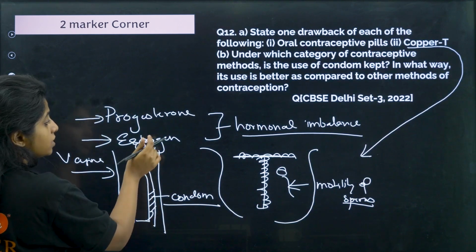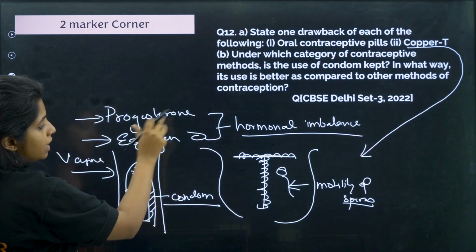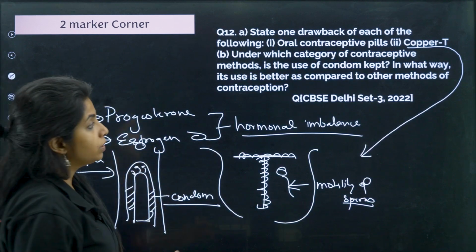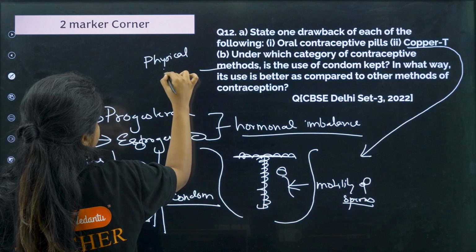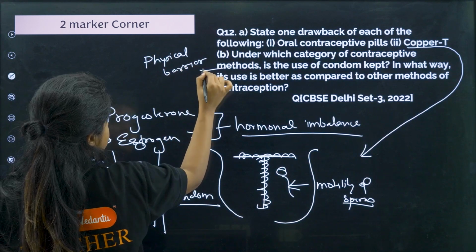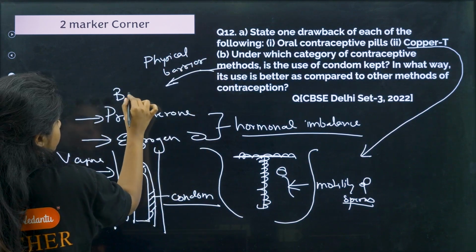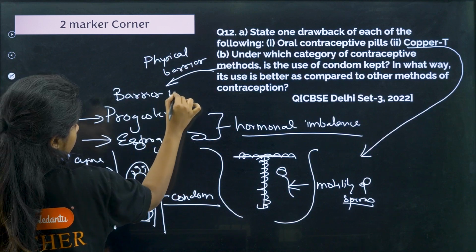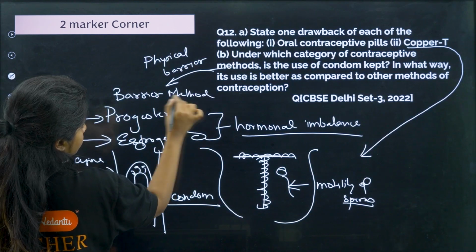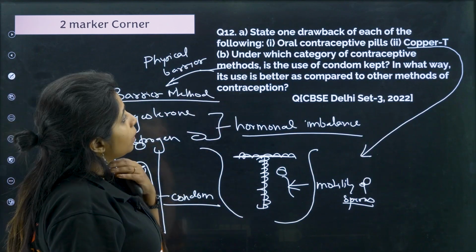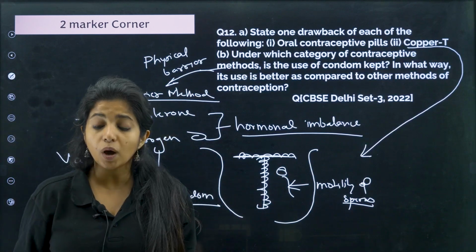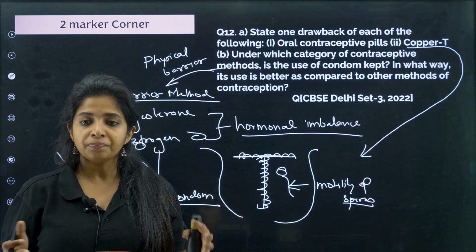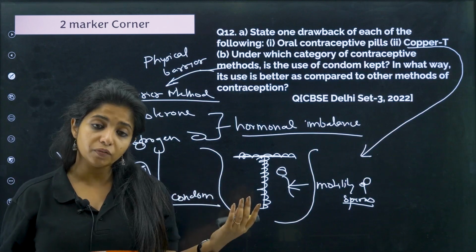So this is going to act like a physical barrier. The ovum within the female body and the sperm are not going to meet. So it acts like a physical barrier. So I'll say this comes under a contraceptive known as the barrier method of contraception. Now, in what way is its use better as compared to other methods of contraception? How or why can we say that this condom is better than other methods?